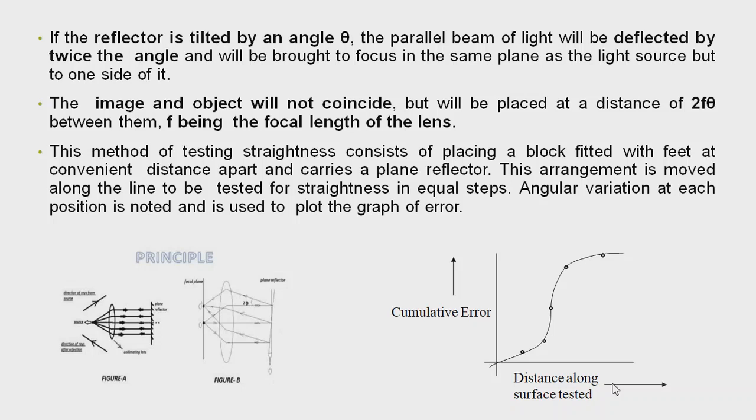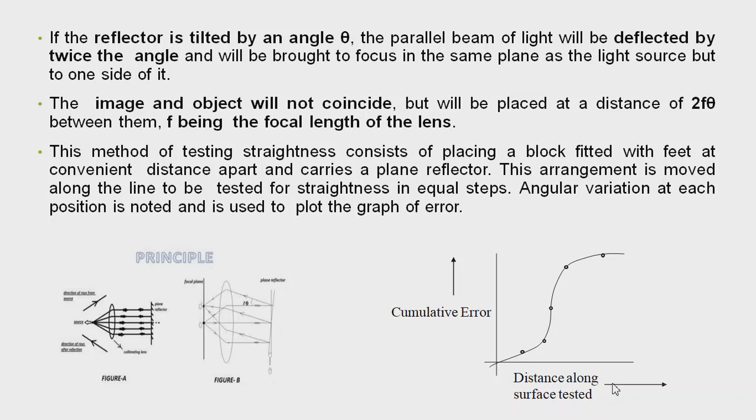Now this method of testing straightness consists of placing a block fitted with feet at a convenient distance apart, which carries a plane reflector. This arrangement is moved along the line to be tested for straightness in equal steps. Angular variation at each position is noted and used to plot the graph of error as shown in the figure. So I think this method is clear to all of you.